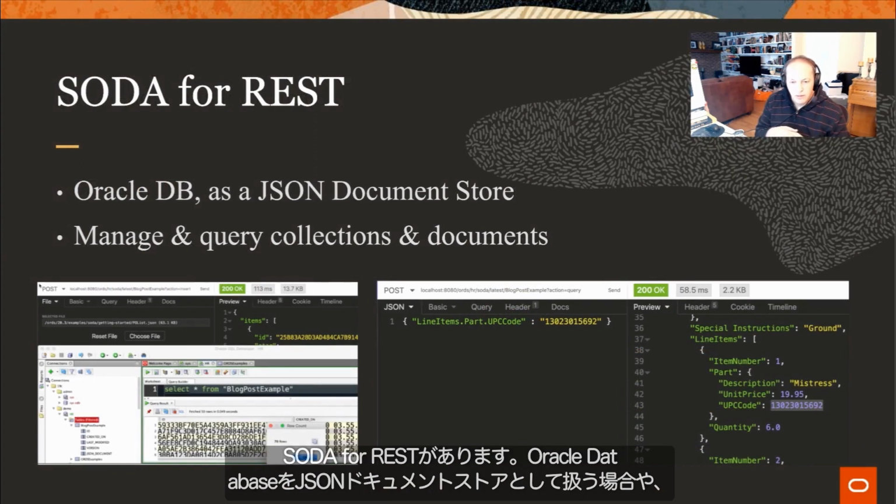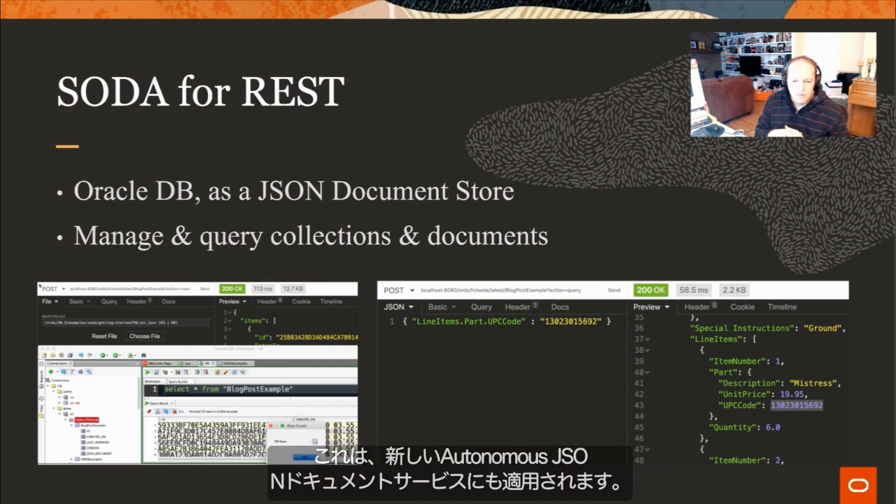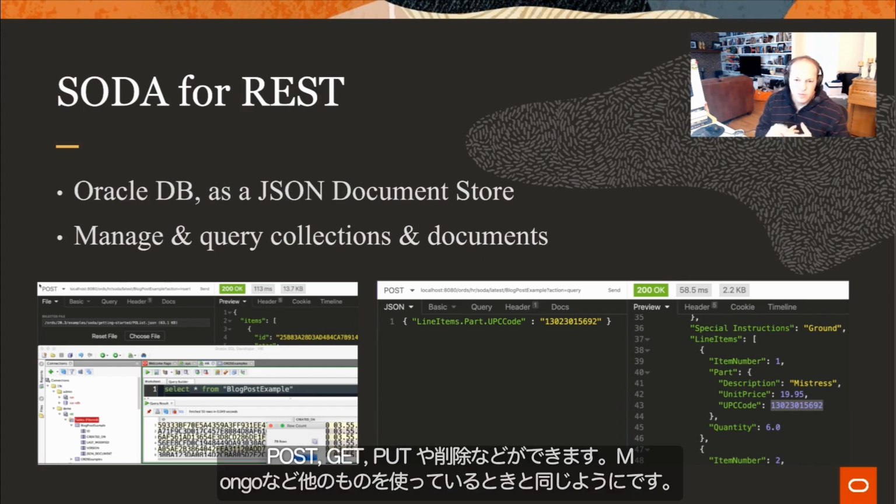SODA for REST. So if you're going to treat your Oracle database as a JSON document store and you want a REST API to manage those documents and those collections, Words provides that out of the box. This is also there for the new Autonomous JSON document service, and you can do posts and gets and puts and deletes just like you would if you were using something else like Mongo.